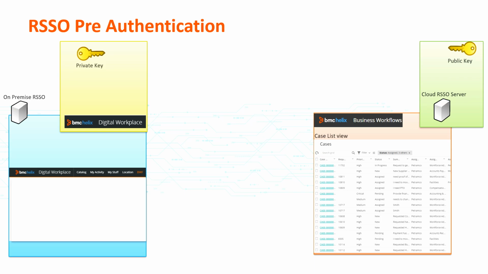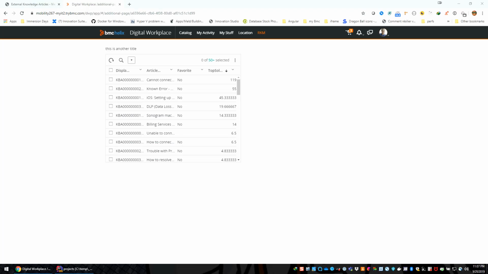So you would have to open a ticket with BMC support and tell them, well, here is the public key. And this public key is going to match the Digital Workplace server. And here is the domain name from the Digital Workplace server. So you would have to work with BMC customer support for this configuration. But like I said, it's one shot.